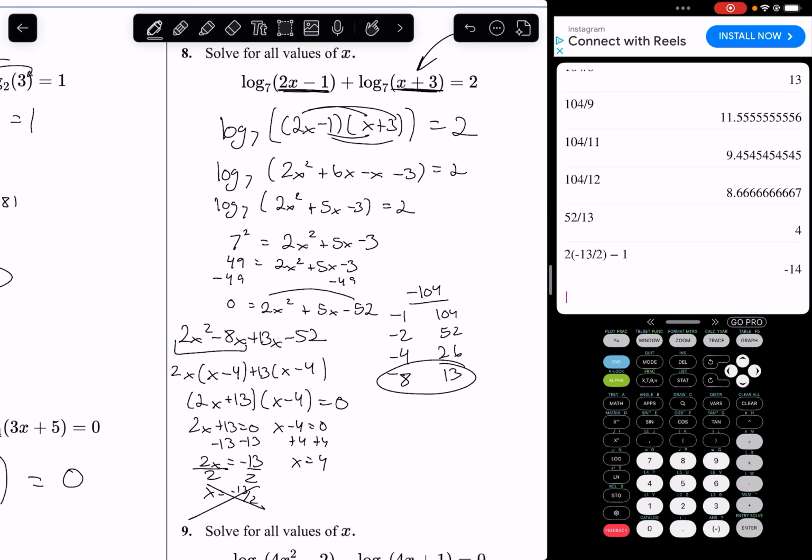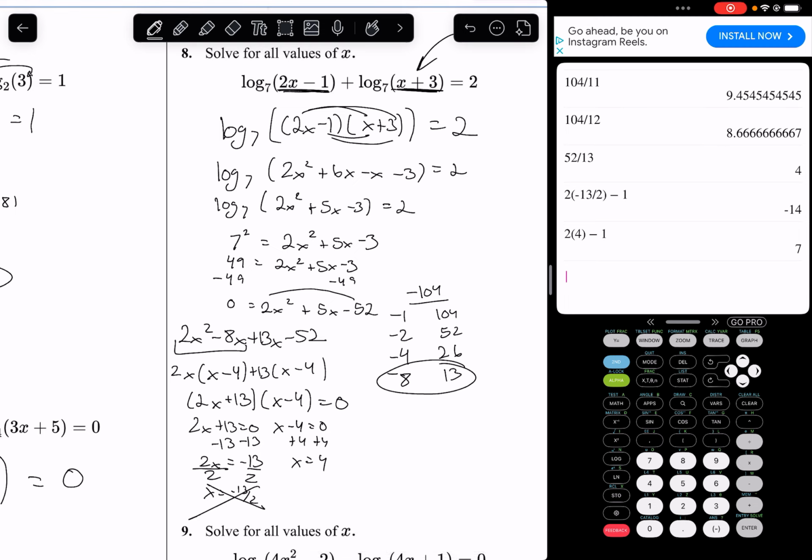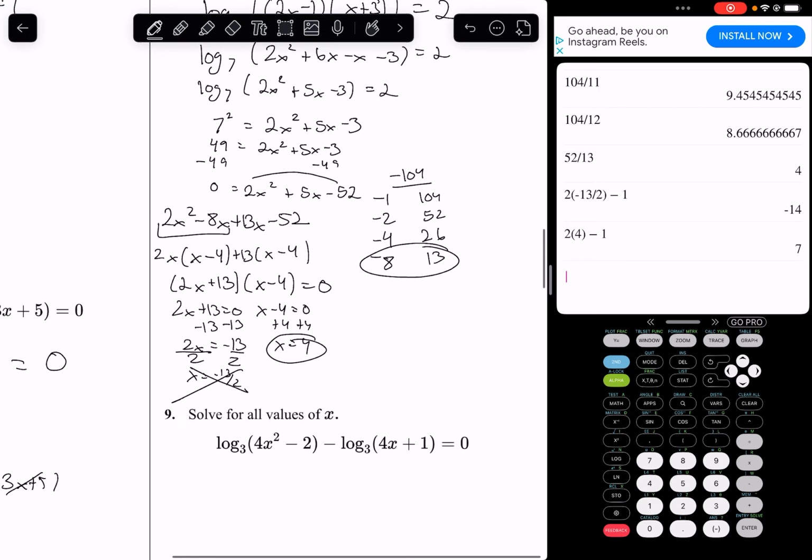Then we're going to go check our 4. So we've got 2 times 4 minus 1. That one's good to go. And then 4 plus 3 is 7, so that's good to go. So 4 is a good solution here.